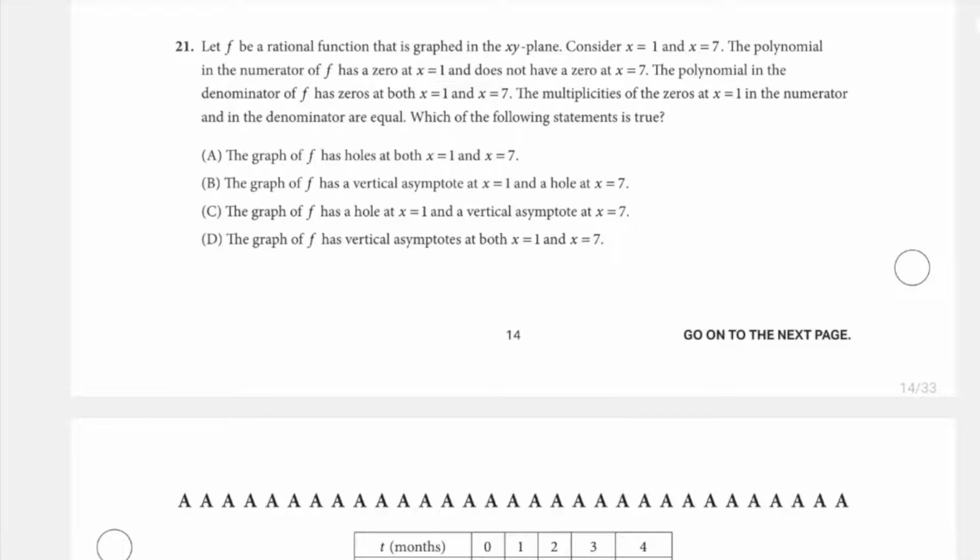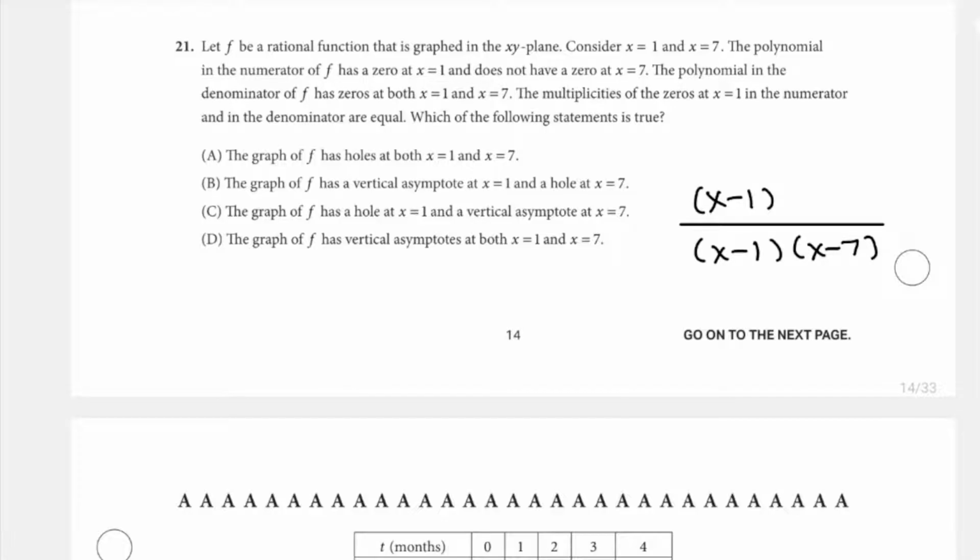So let f be a rational function graphed in the xy plane. This is a much less touchy subject. Consider x equals 1 and x equals 7. Okay, I can do that. The polynomial in the numerator of f has a 0 at x equals 1, doesn't have a 0 at x equals 7. Okay, the denominator has zeros at both. So this is a very simple version of f, but this could be believable.